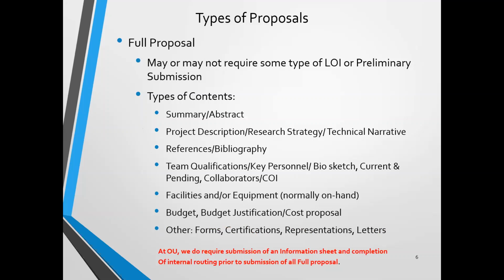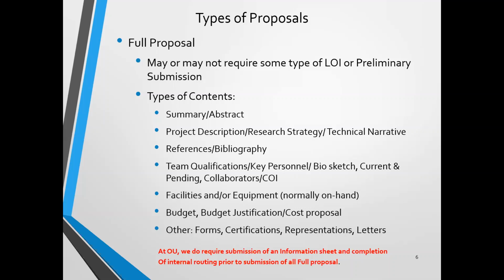A full proposal is a proposal that may or may not have some type of letter of intent or preliminary, and it usually has a wide variety of contents. Examples of some of the contents are that it would have a summary or abstract, some type of project description or research strategy or technical narrative. Usually these are going to range from 6 to 25 or more pages.